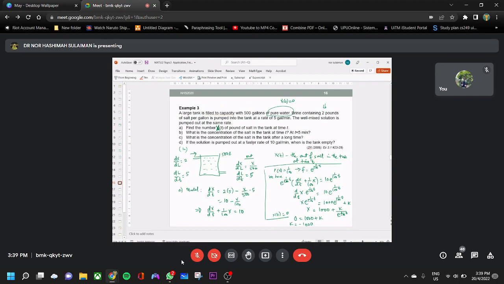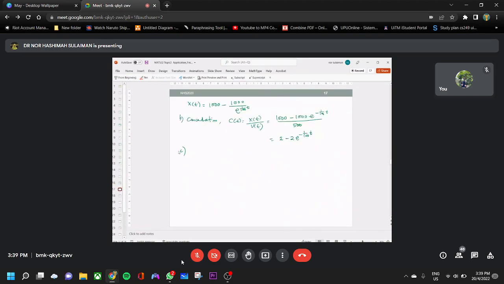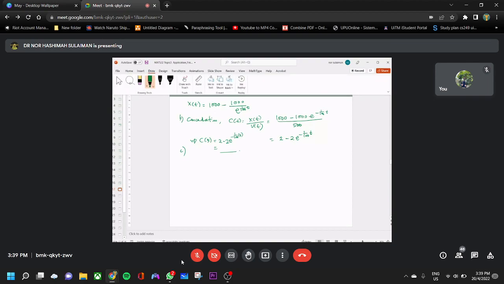What is the concentration of the salt after a long, okay, dia kata concentration at t equals to 5 minutes. Substitute. So maknanya C(5) sama juga dengan berapa? 2 minus 2e to the power negative 1/100 kali 5. So dapat berapa? Roughly? Boleh kira lah ya.